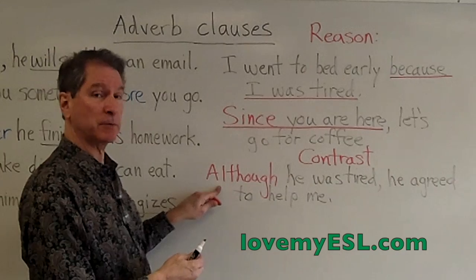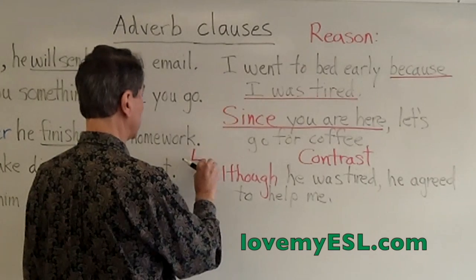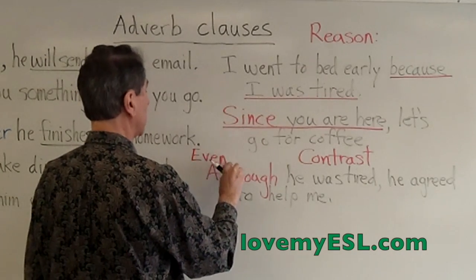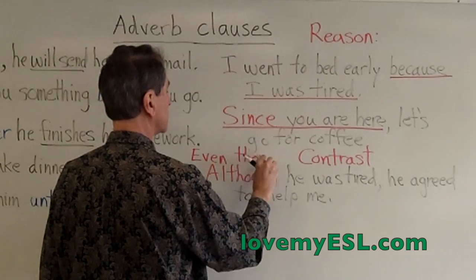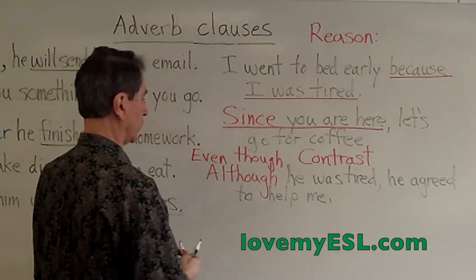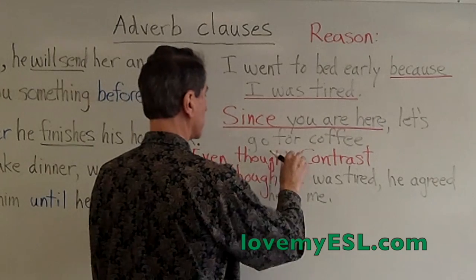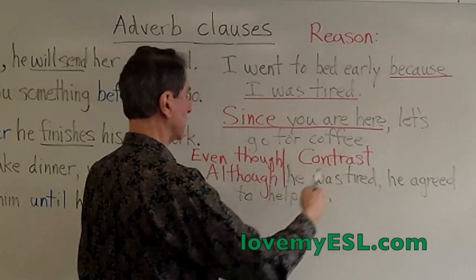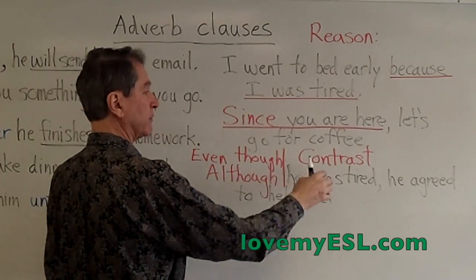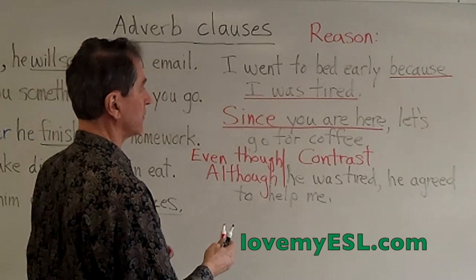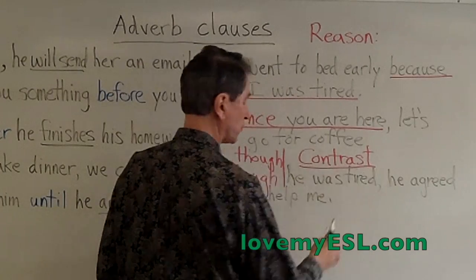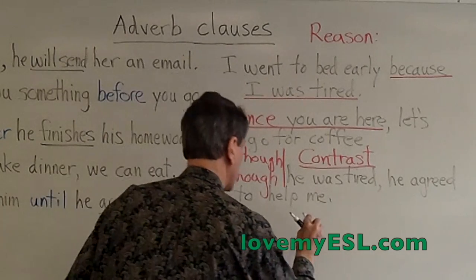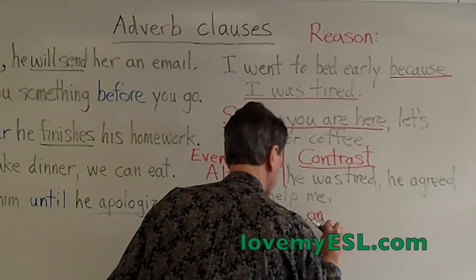Now there is no difference between although and even though, except even though is two words and although is one word. Even though he was tired, so I can use both of those in this sentence. Even though he was tired, he agreed to help me. Although he was tired, he agreed to help me. So those are the contrast. And the last one is the conditions. And there are two of those.